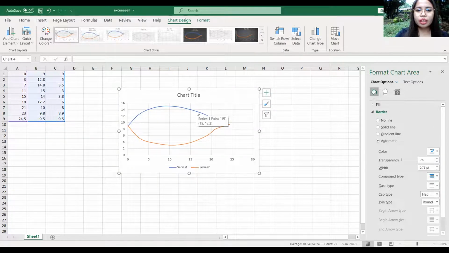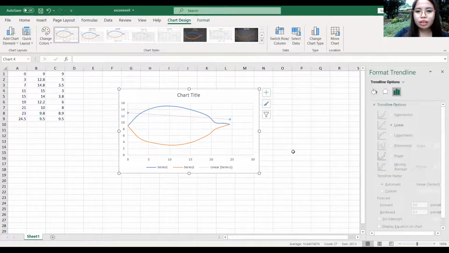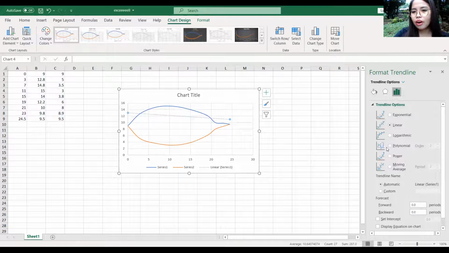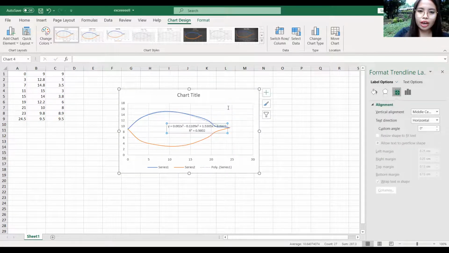So to get the equation of our upper curve, we have to click the upper curve and then right click, choose add trend line. And then as you have noticed in the right portion, we have to choose the polynomial and then the degree of 3, and then display equation on chart, display r squared on chart. So as you have noticed, we have here already an equation of our f of x.